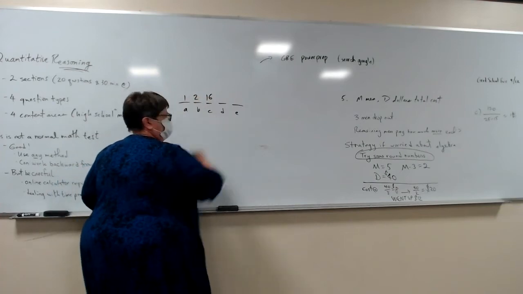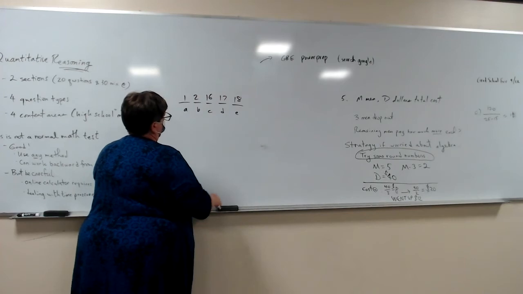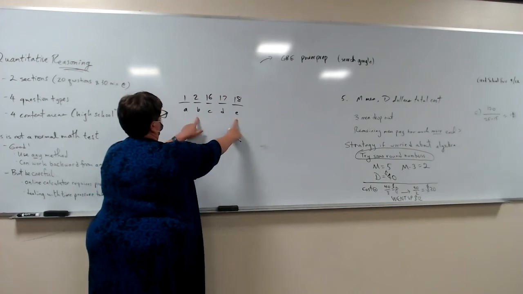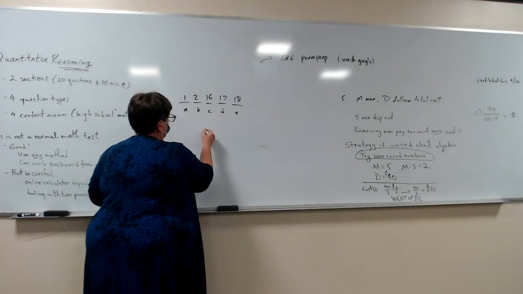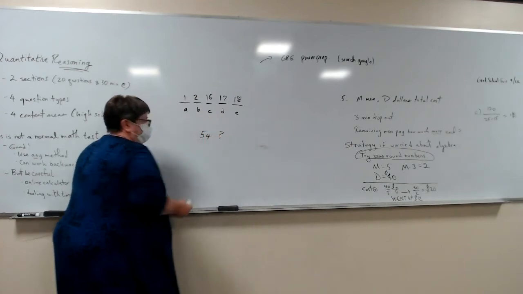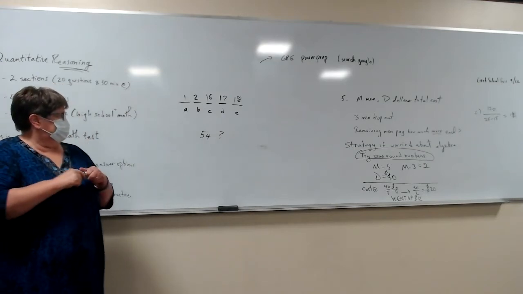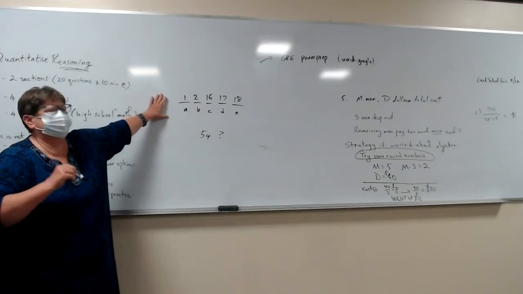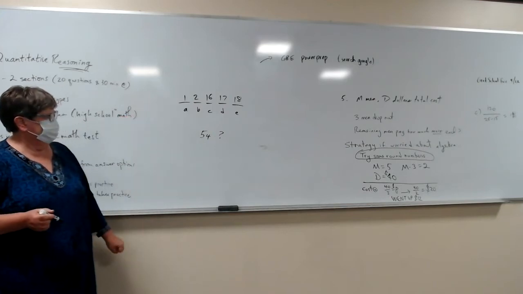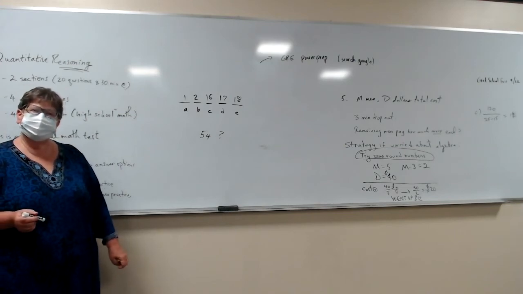How small can we make D? 17. Boom. 20, 36, 53, 54. So on my scratch paper, I like to have a diagram or something. Does that make sense?